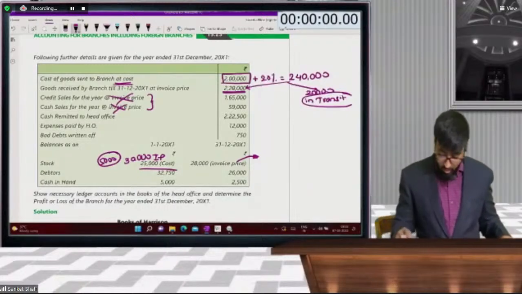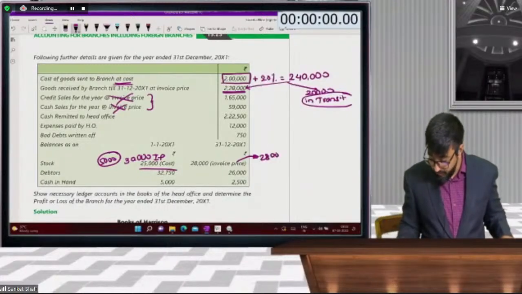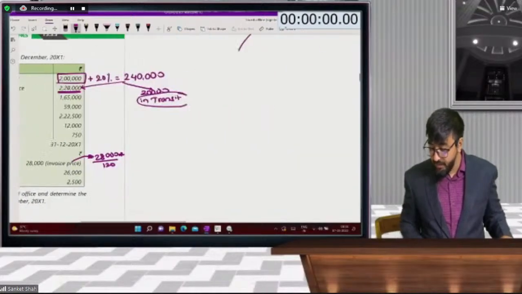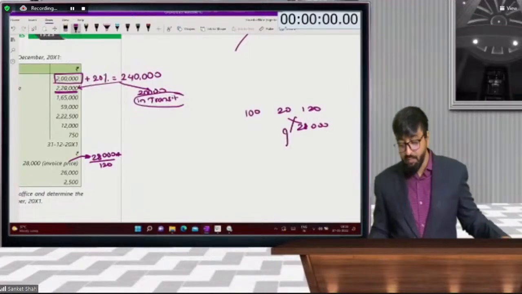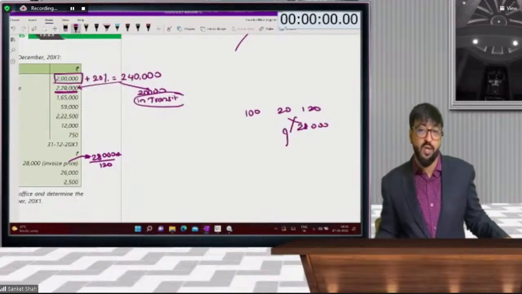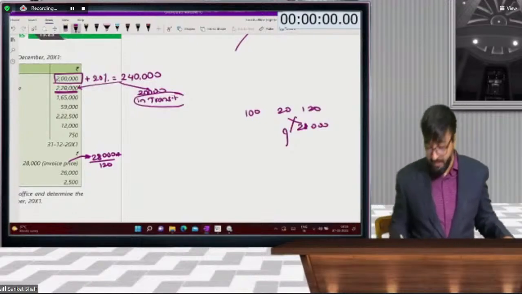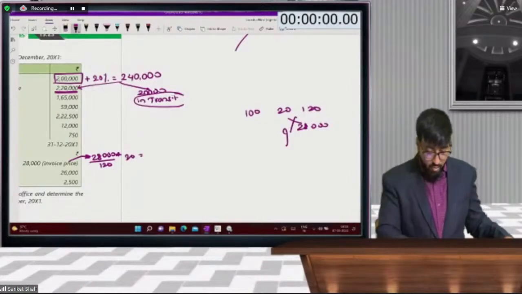Okay, so loading: 28,000 is for 120. This is invoice price, beta. Invoice price is like cross multiplication. 100, 20, 120. So below 120 we will write 28,000. So what is the amount? It's 20 divided by 120 is the loading amount. So you got this cross multiplication.